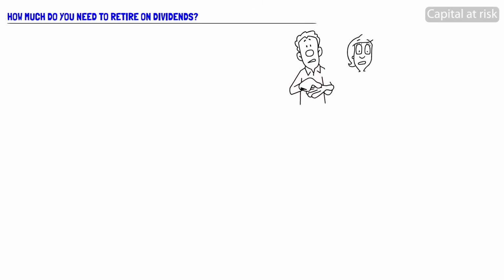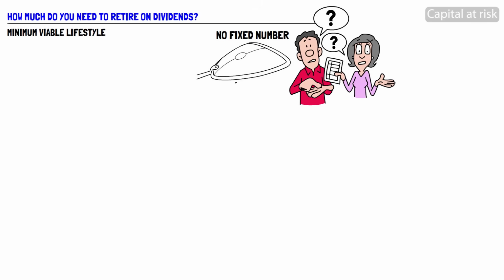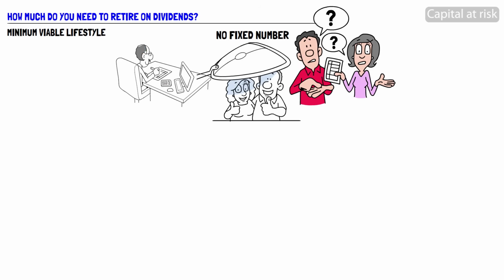So to answer the question, how much do you need to retire on dividends? By now, the question should feel more answerable than it first seemed. The truth is there's no fixed number. There's only your number, and it starts with your minimum viable lifestyle. Retiring on dividends doesn't mean hitting some mythical one-size-fits-all figure. It means identifying the lifestyle that you want at a minimum, calculating the annual cost to sustain it, and building a dividend-generating portfolio to meet that cost.